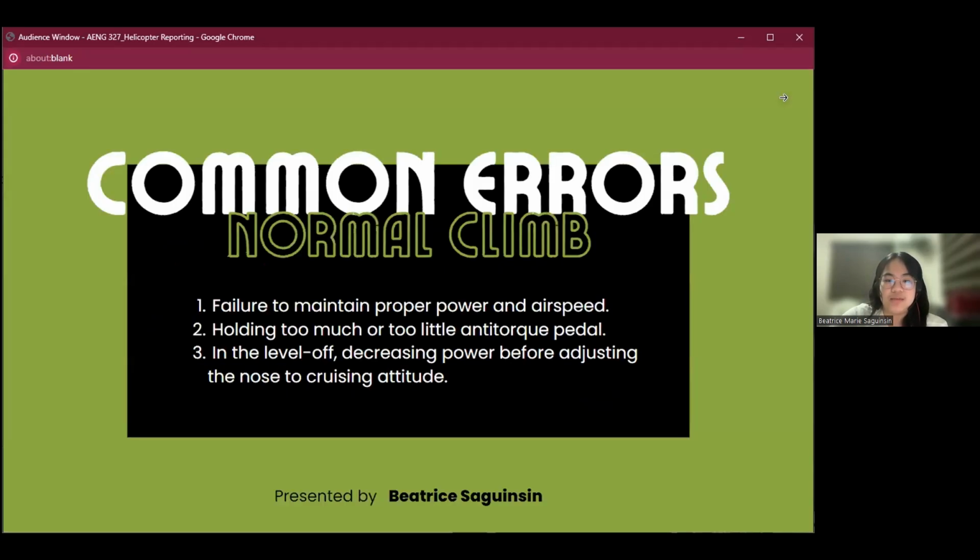Next slide, please. So in normal climb, just like the previous maneuvers, there are common errors, which are the following. First, failure to maintain proper power and airspeed. Second, holding too much or too little anti-torque pedal, which simply means not applying the proper pressure. And the last, decreasing power before adjusting the nose to cruising attitude when in the level off. Next slide, please.